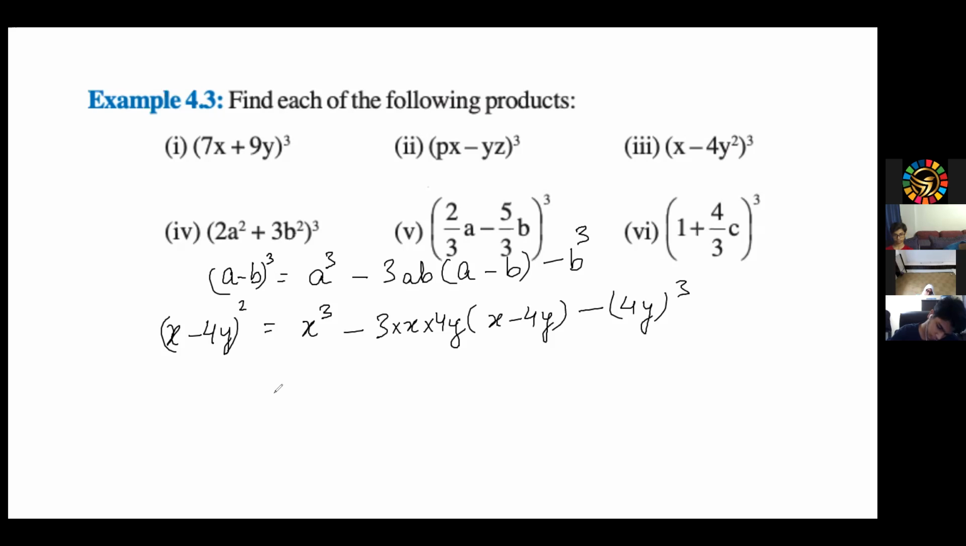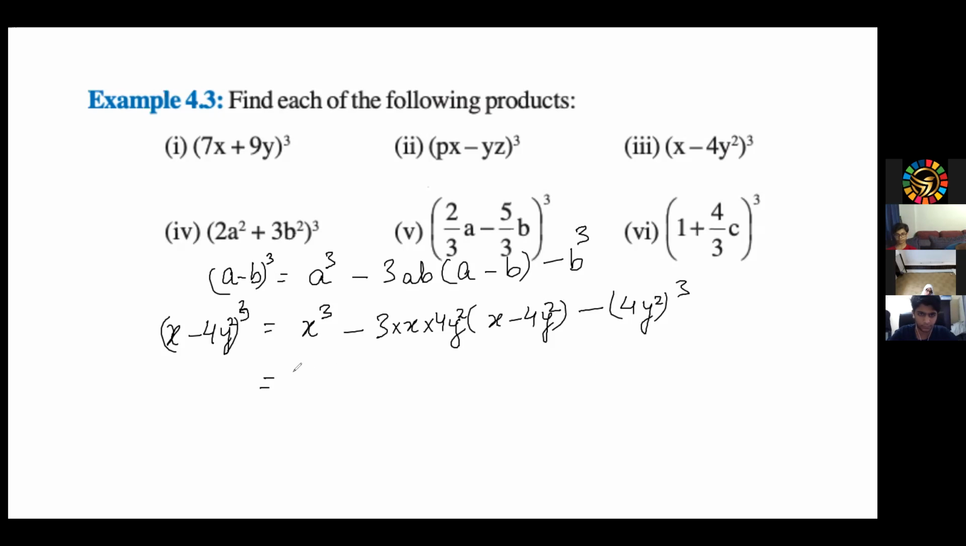You got it, Mozam? No, not getting. Tell me the second step now. I have written this according to the formula, okay? Ma'am, but the question you wrote here is x minus 4y whole square, but the question is x minus 4y square, cube. 4y square is there. So this will be 4y square, and 4y square. Okay. Now, can you tell me the next step?